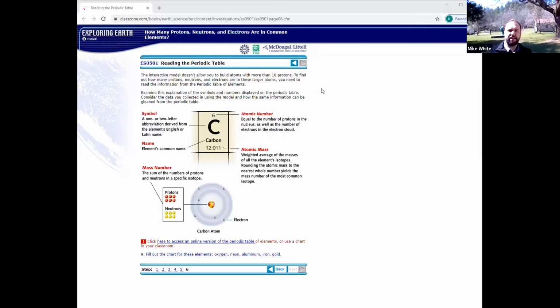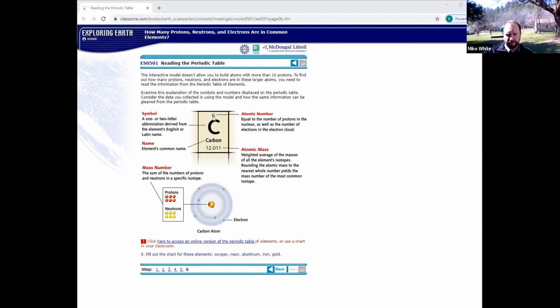Okay, so here is a breakdown of carbon. Here is carbon square off of the periodic table. First, I just want to go over what all these different things are that pop up on the periodic table.